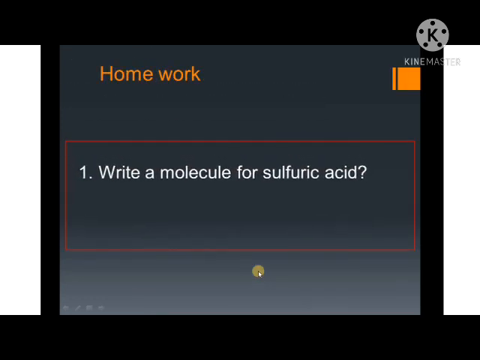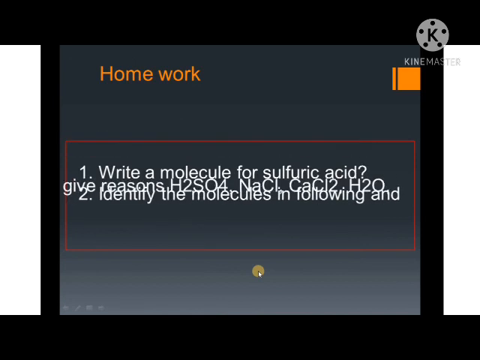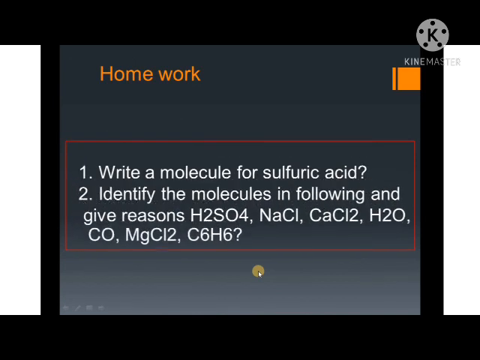This is the homework for students. Write the molecule for sulfuric acid. Identify the molecule in the following and give reasons: H2SO4, NaCl, CaCl2, H2O, CO, magnesium chloride, C6H6. The hint is, when the given compound is ionic, then there will be no molecule. If it is covalent, then of course it has a molecule. So identify the molecule and then send it to us personally or in a group.